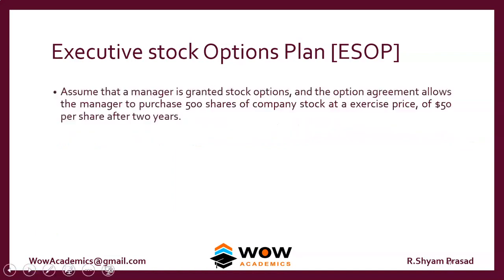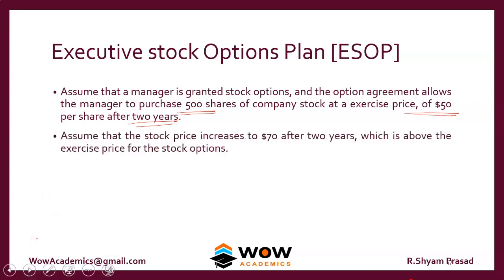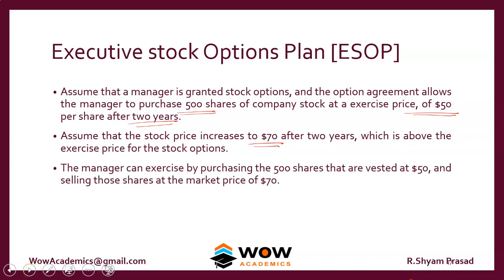Assume that you're a manager, and the option agreement allows the manager to purchase 500 shares of a company. He can purchase at 50 rupees per share after 2 years. So whatever the price is, he can buy at 50. Once we give an ESOP, the manager puts all his efforts into making the company great, and finally the company raises its share price to 70 rupees in the 2 years' time.